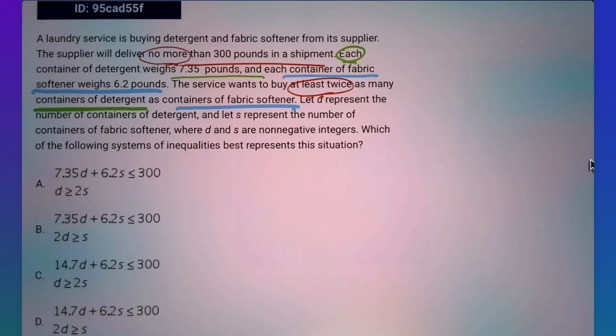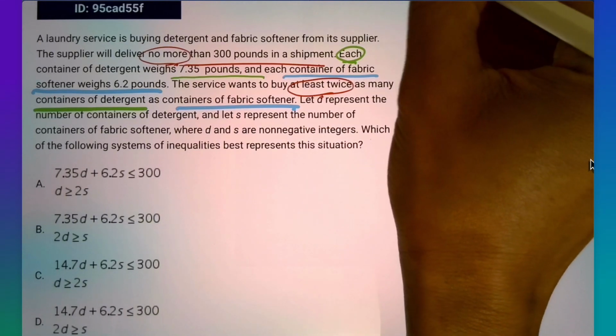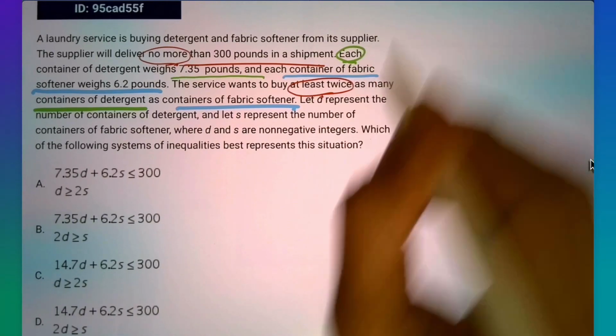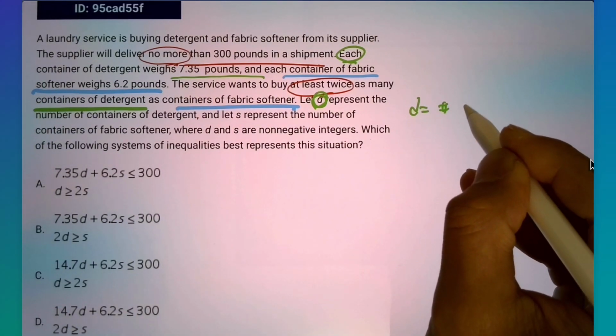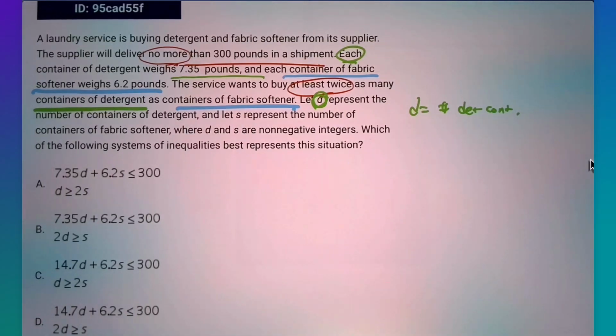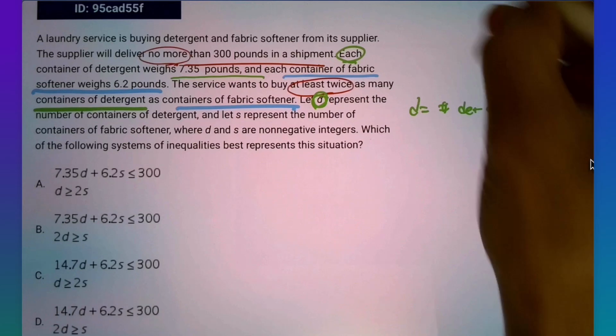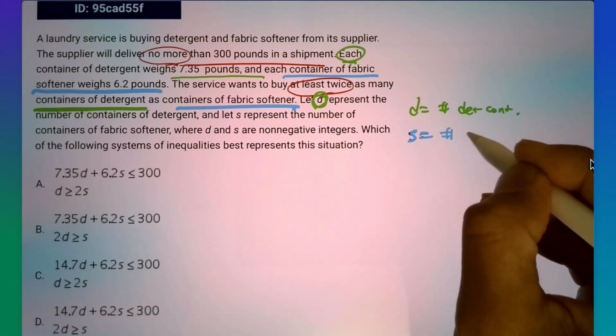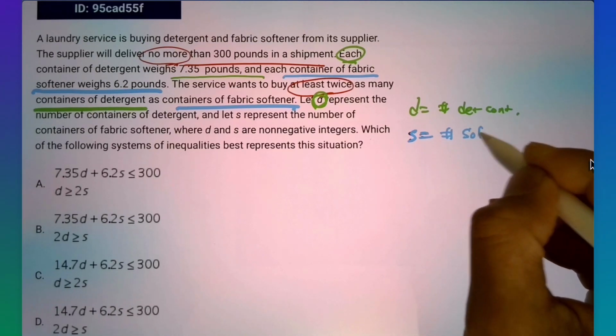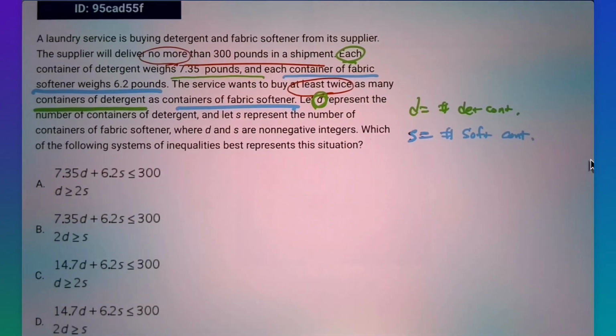So let D represent the number of containers of detergent. D stands for, okay, so it's green, right? Green, yeah. D equals the number of detergent containers. And S for fabric softener. Oh, wrong color. Okay, alright, so we got everything. Which of the following systems of inequalities best represents this situation?